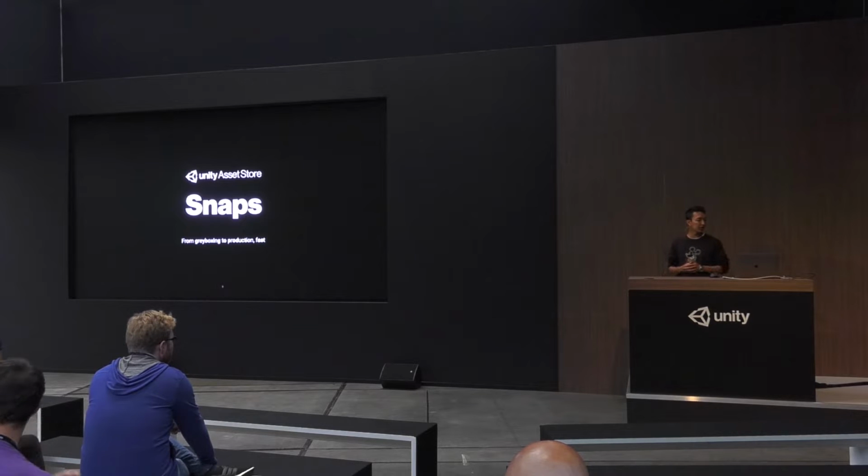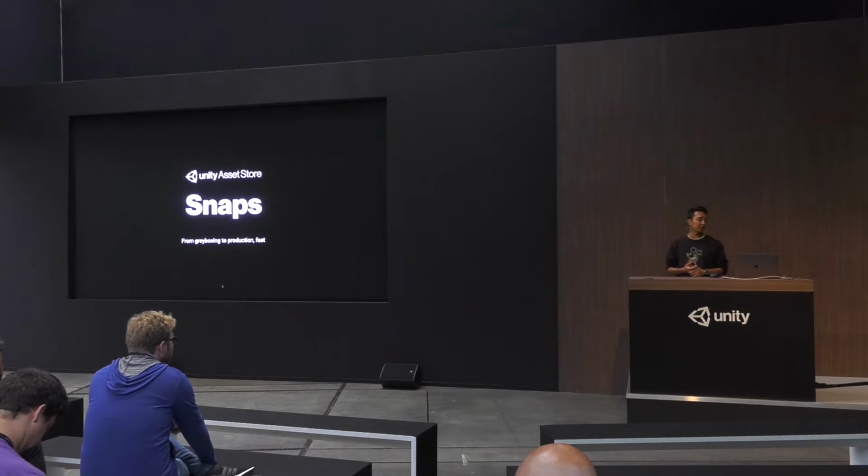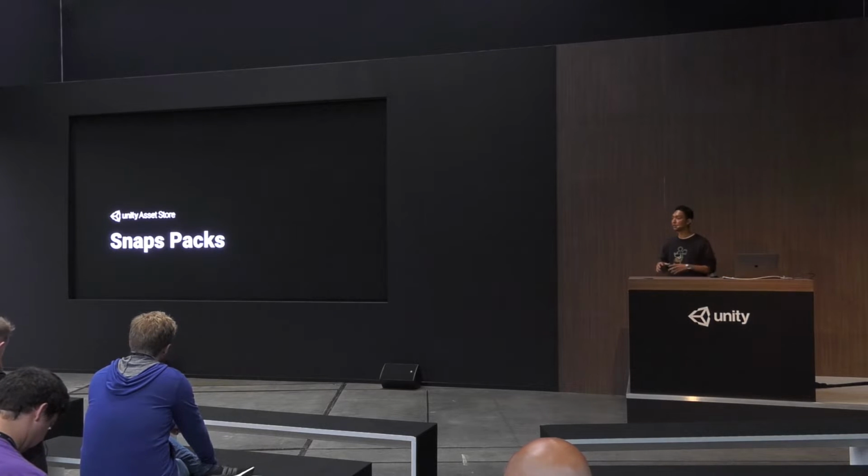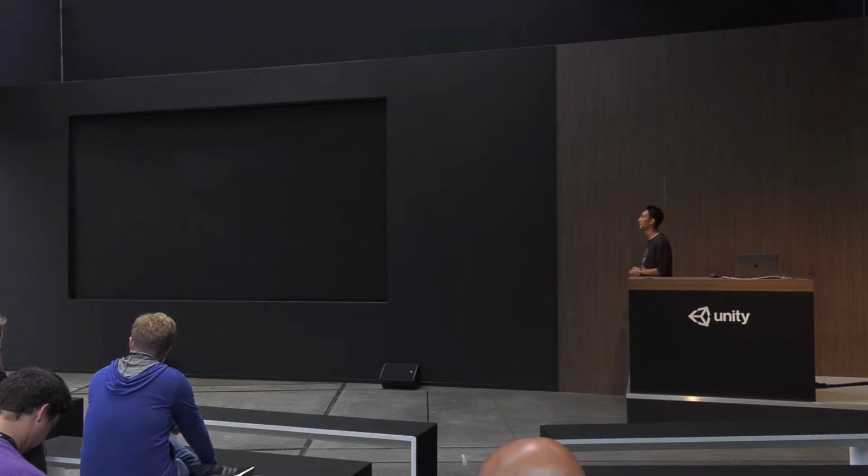So we want to help get developers from gray boxing to production as fast as they can. Because we realize that art creation is the most time-consuming task in game development. Usually it takes probably 50% of production resources. And we want to try and solve that by providing themed assets and collections that would help our users streamline their workflow from prototype to production. Here's a video I want to play that shows just a selection of the Snaps asset packs that we currently have.